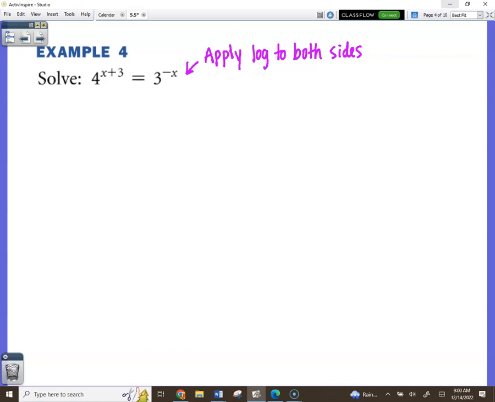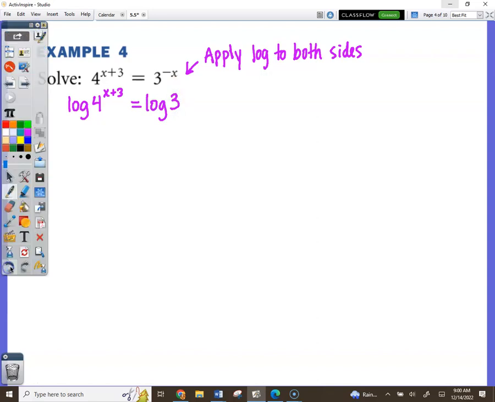You've never done this before, so I know it feels weird to do it here, but we're going to say, okay, I'm going to apply log here, and I'm going to apply log here. Oh, that's minus x.